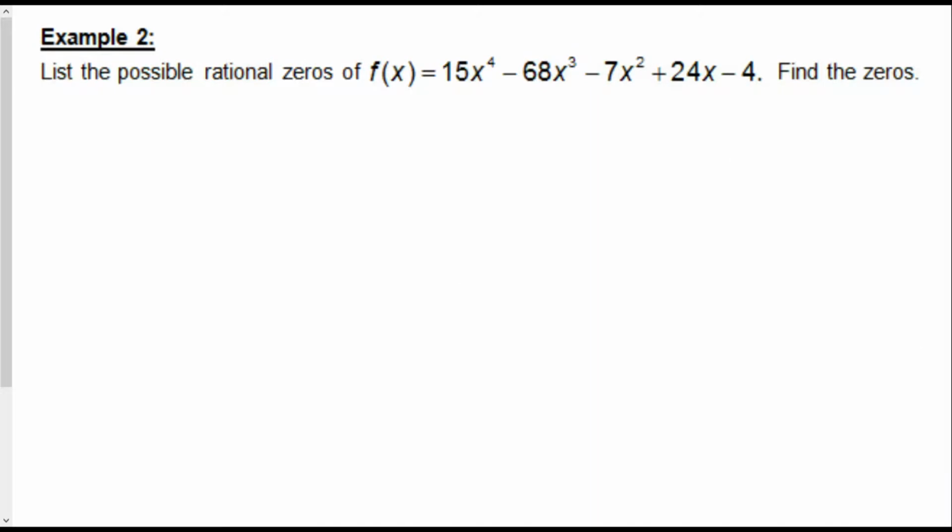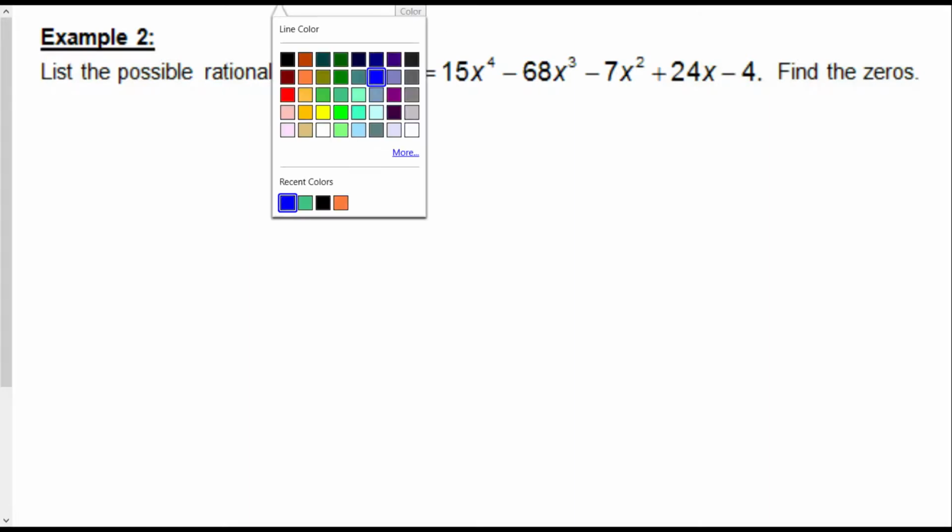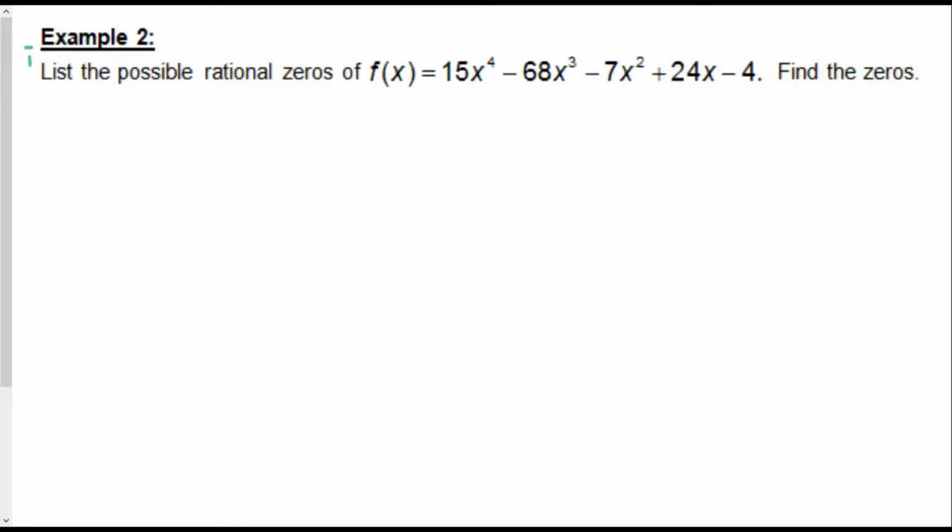All right, so let's take a look at one more. Example 2 says, list the possible rational zeros of f of x equals 15x to the fourth minus 68x cubed minus 7x squared plus 24x minus 4. Good golly. Okay, so if I'm going to do this, I need to start at the same place. It's kind of like problem 1, list the possible rational zeros. Part 2, find one of them, or at least we'll find one for today. By the end of all of this, you'll be finding all of them.